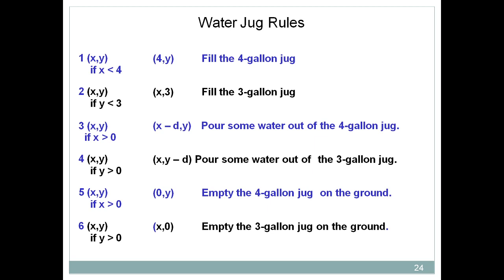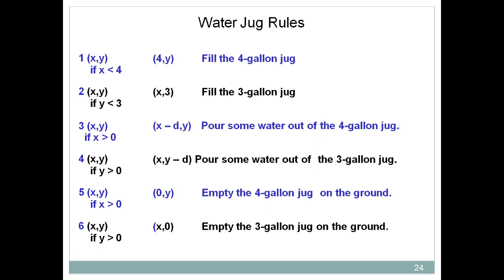The other possibility is that you will transfer some water from the 4-gallon jug to the 3-gallon jug. Similarly, from the 3-gallon jug to the 4-gallon jug. This is for some. Then the next two rules you can form are to transfer all the water from the 4-gallon jug to the 3-gallon jug, or all the water from the 3-gallon jug to the 4-gallon jug. So in this way you have to formulate the rules. Now let's try to understand it.